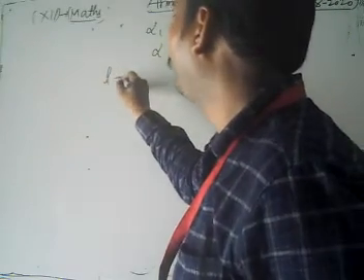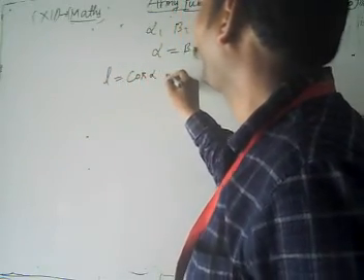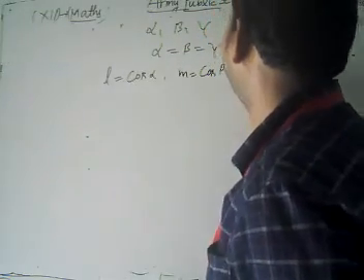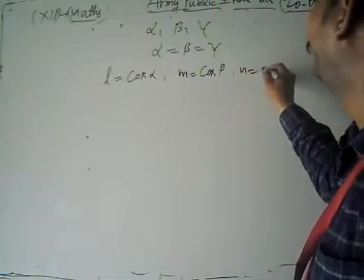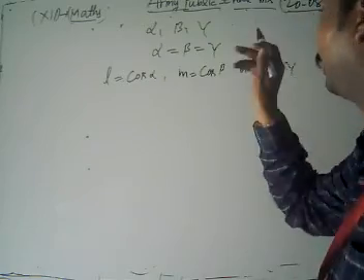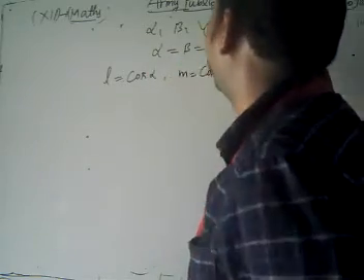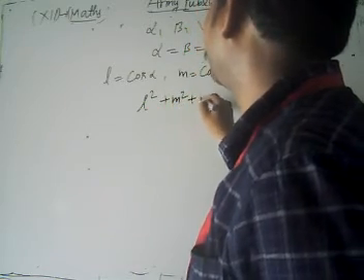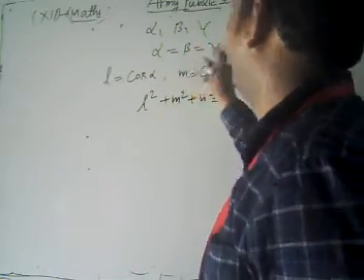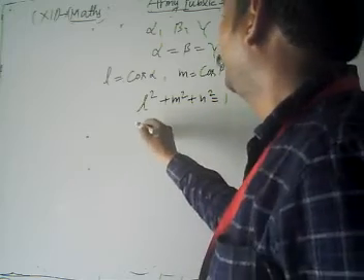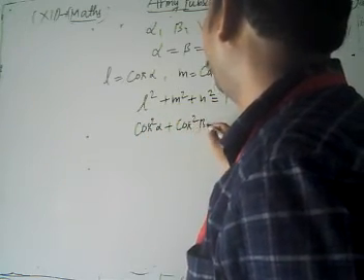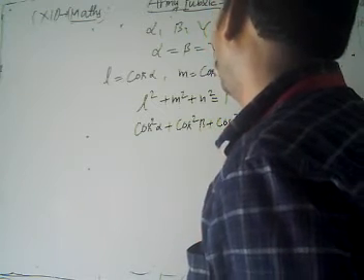What do we have? L is cos alpha, M is cos beta and N is cos gamma. But alpha, beta, gamma are equal here. And what is the relationship? L square plus M square plus N square equals 1. Then we change all the values: cos square alpha plus cos square beta plus cos square gamma equals 1.